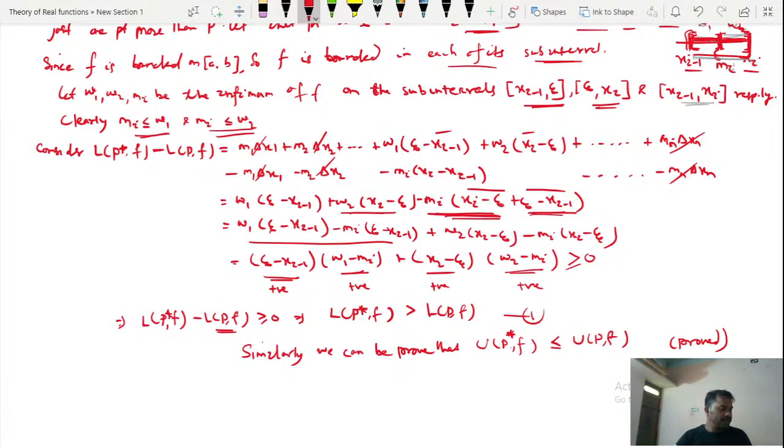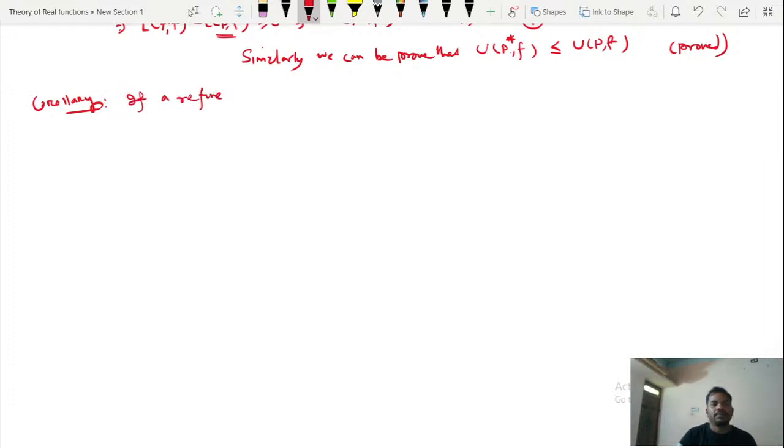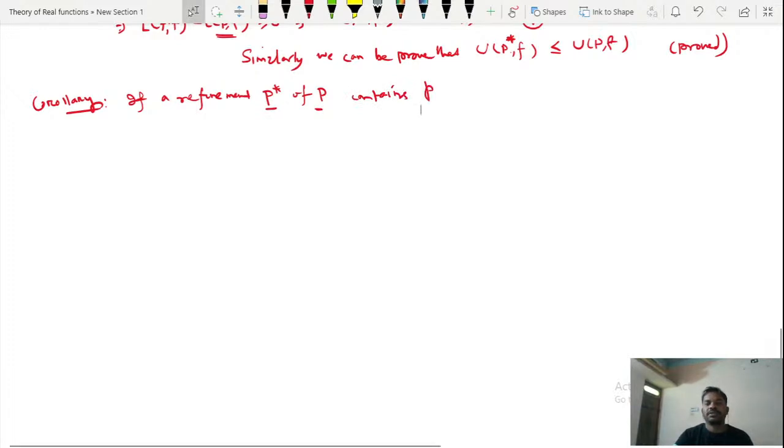Okay. Then go to a corollary, the next corollary is: if a refinement P star of P contains p points more than P. Here these P are capital P, this thing contains p points more than P. This is small p. Okay, this is small, and all are capital.